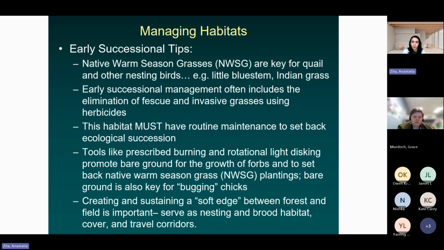Management tools like prescribed burning and light disking can promote bare ground for forbs. It's creating and sustaining a soft edge between forests and fields and meadows. That's also important for providing nests and brood habitat for cover, and travel corridors for different species.